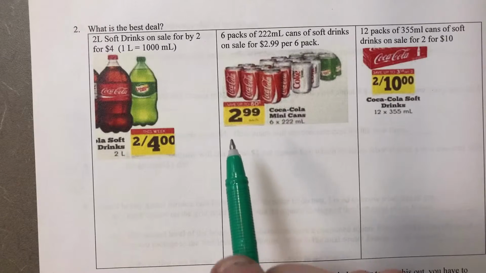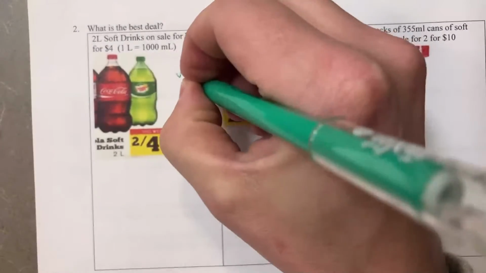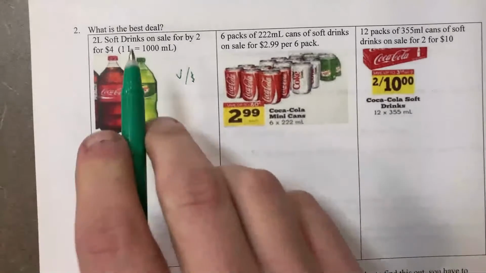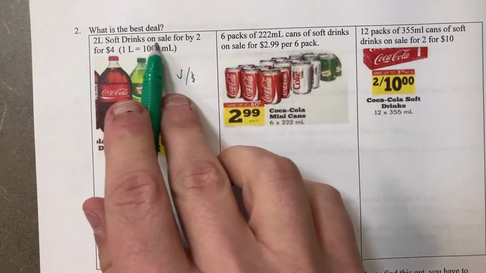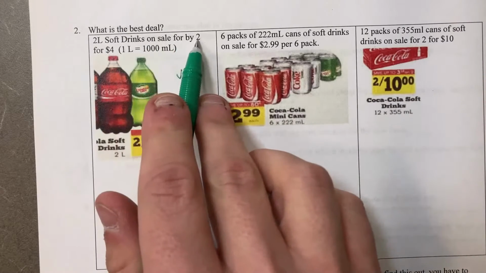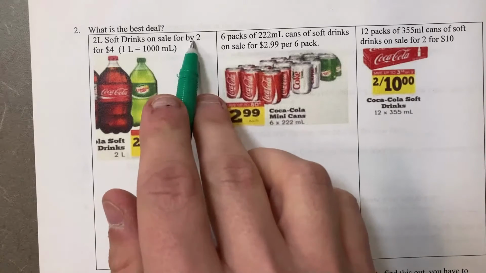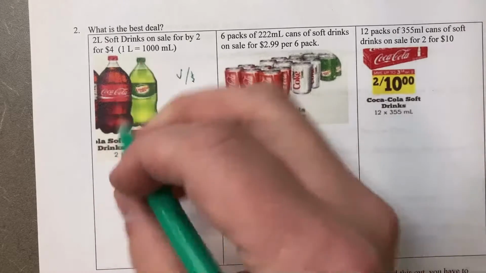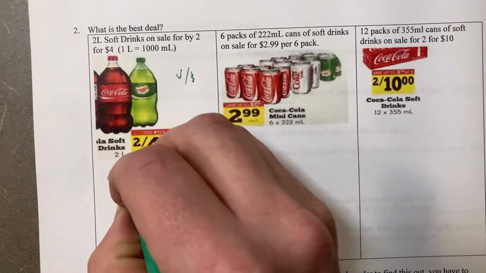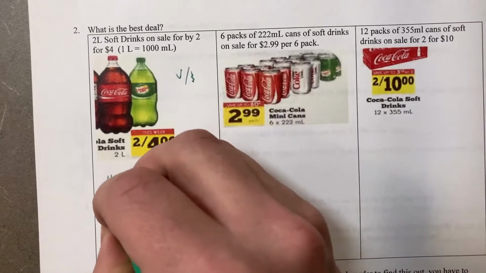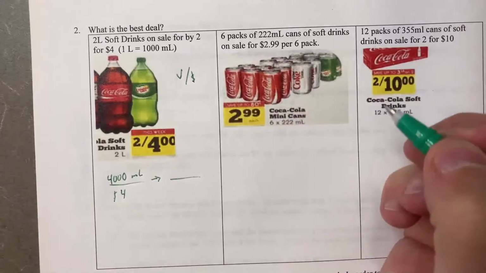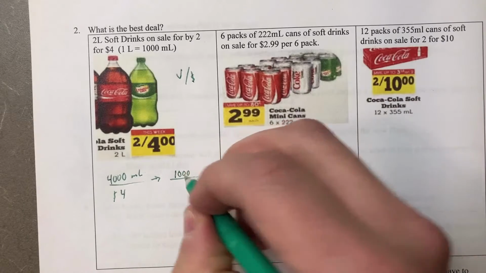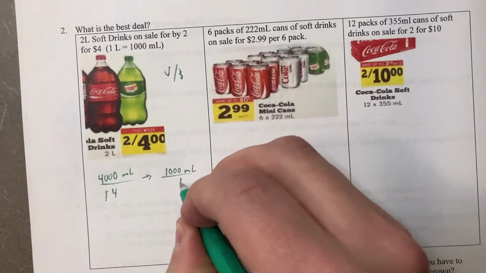All right. So what are we getting? What I want to know is volume per dollar. I want to know how much volume I am getting for every dollar that I'm spending. So in this scenario, we have 2 liter soft drinks, 2 for $4. So if I buy two liters, that's 4 liters altogether, and 1 liter is 1,000 milliliters. So 4 liters would be 4,000 milliliters. So in this deal, I'm getting 4,000 milliliters for $4. All right, that's an easy ratio, right? Just divide by 4. You're getting 1,000 milliliters for $1.